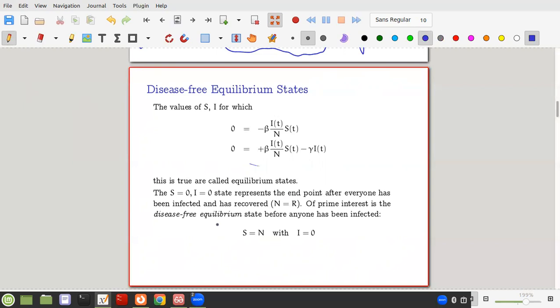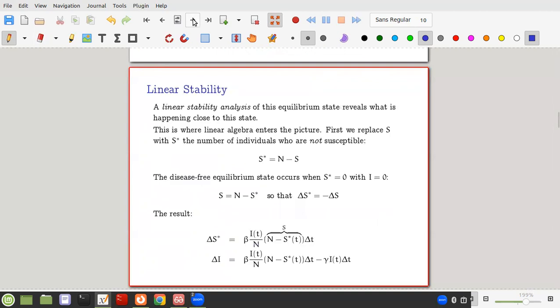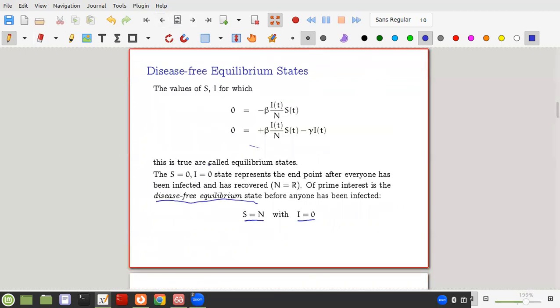Okay, however, there's another kind of state you're interested in, the equilibrium state before anyone has been infected. This is the disease-free equilibrium state here. So let's look more at this. This is where linear algebra comes in. We want to know if this state here is stable or unstable.